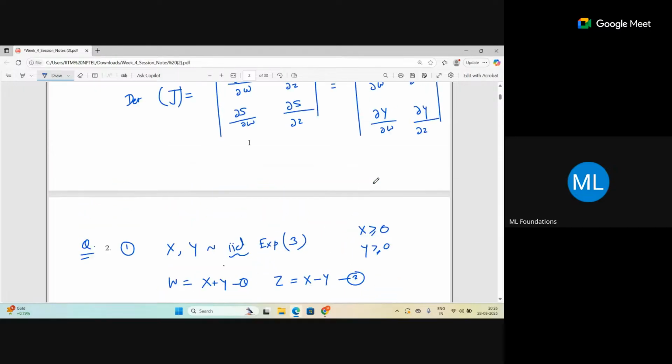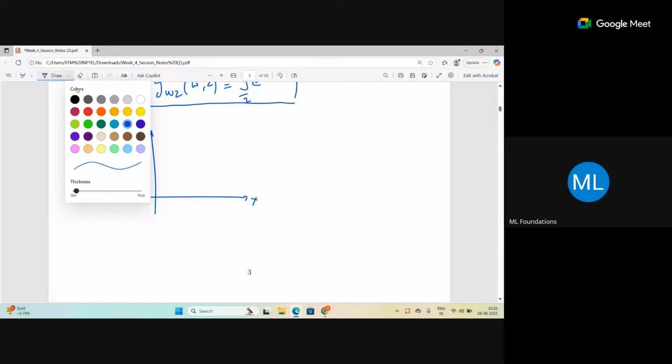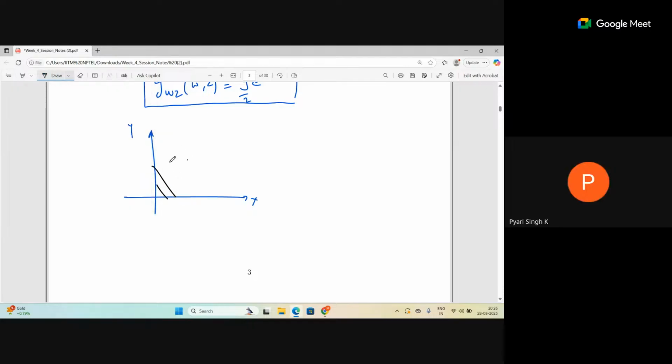So if I wanted to plot the support for x and y, how would that look? So x and y, that will be the entire first quadrant, right? Exponential is defined only for greater than 0. The random variable will take values greater than 0.